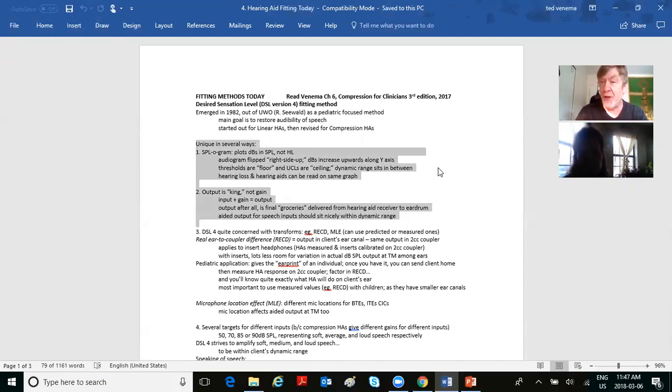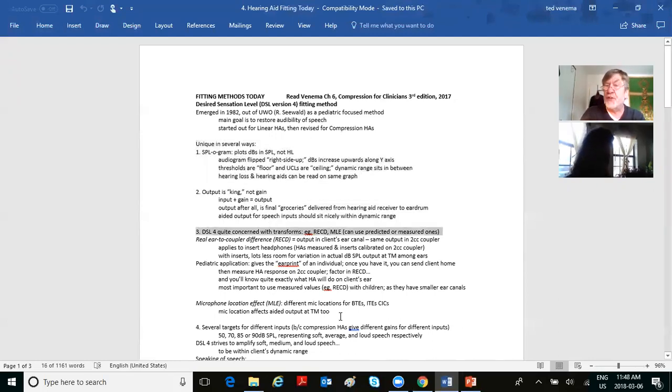But talk about an original method. They are the ones who changed real ear from yesterday's real ear to the speech mapping that we do today. You can give credit for that to DSL-4. Its only crime, as I said, was that it was a bit of a power hog. Anyway, DSL-4 was very concerned with real ear to coupler difference. They brought that into the public arena. They brought in mic location effect, MLE. Let's say where the mic is for a CIC compared to where the mic is for a RIC. The CIC mic is buried deep inside the concha bowl, which is going to add resonance between 5,000 and 6,000 hertz. So DSL-4 was very careful.